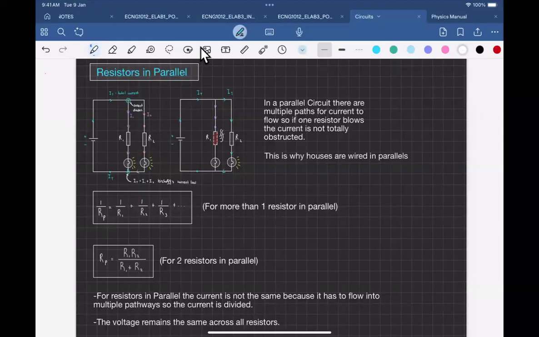Aliyah, is there anything at all confusing you? Anything? No. Okay.